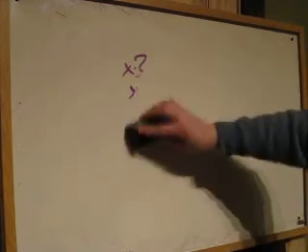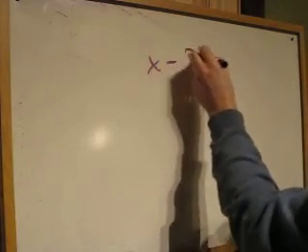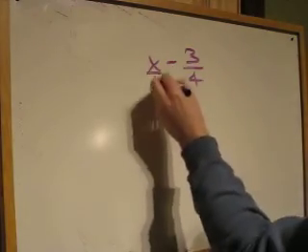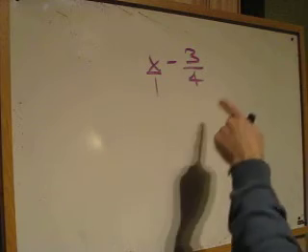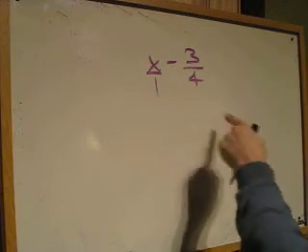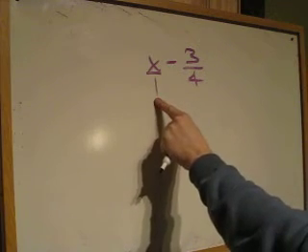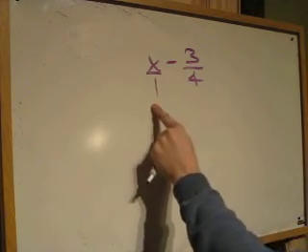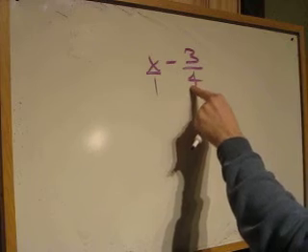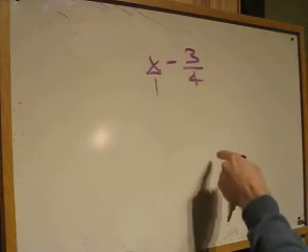Now let's try one more here before we're done. X minus 3/4. I'm going to put that over 1. Alright, so we need to find a common denominator. One of the things that's fortunate when you have a denominator of 1, whatever denominator is on the other fraction, that's your common denominator, because 1 goes into anything.